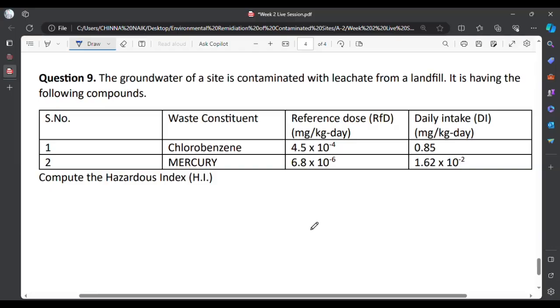Here, as the parameter for measuring non-carcinogens, we consider reference dose. Instead of slope factor, they give reference dose. So just calculate the hazard coefficient. How will we calculate? We already discussed the simple formula: hazard coefficient or hazard index is equal to intake by reference dose. Daily intake and reference dose are both given. Just calculate and let me know the answer.